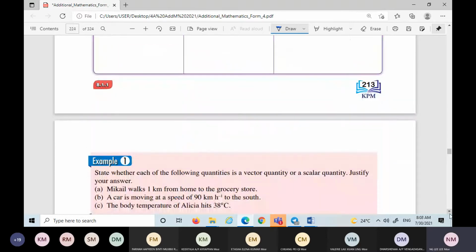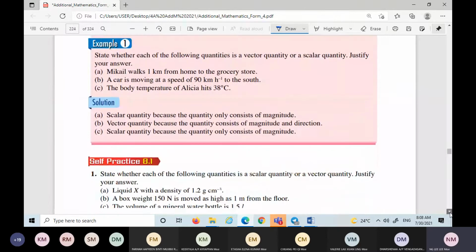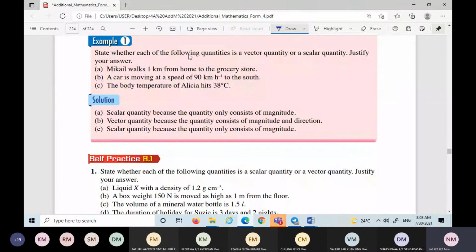Now we go straight away to example 1. State which of the following quantities is a vector or a scalar quantity, and justify your answer. Part A: 1 km from home to the grocery store. This one has no direction. You don't know whether you go to the north or the south. It just tells you from home to the grocery store. So this is a scalar quantity.